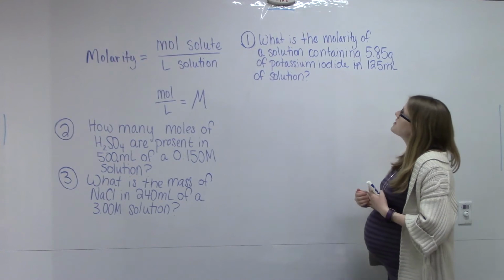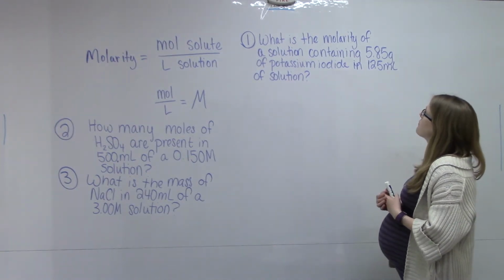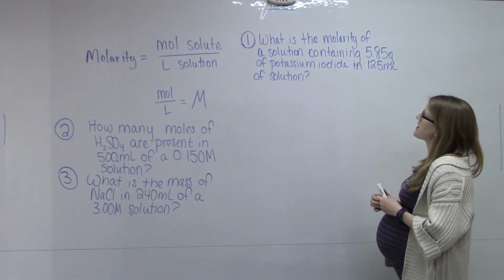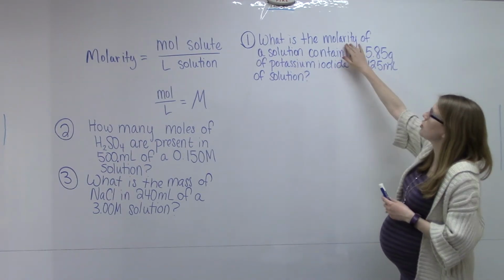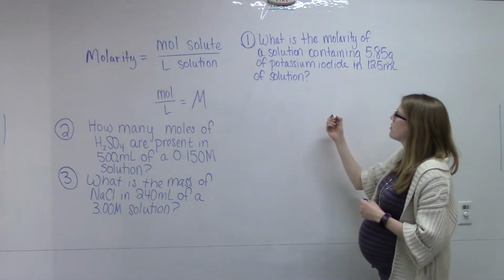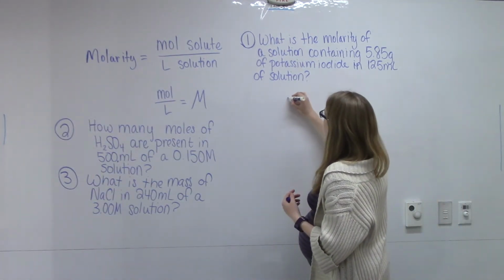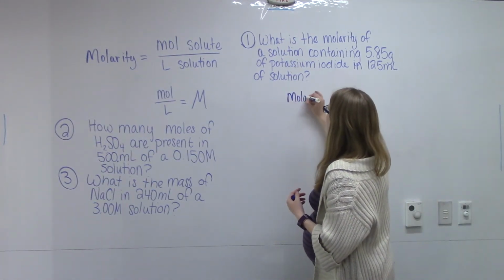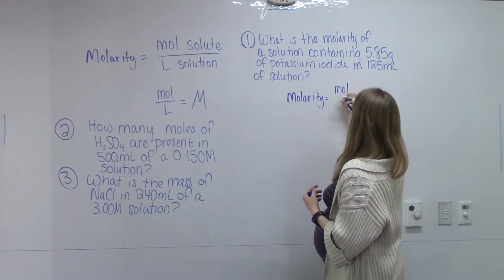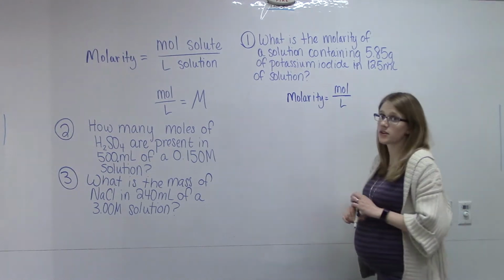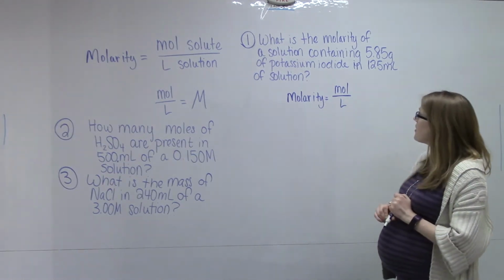First problem is, what is the molarity of a solution containing 5.85 grams of potassium iodide in 125 mL of solution? So we're looking for molarity. The first thing you should do is write the molarity formula. Molarity equals moles per liter. Okay, now let's look at the problem. We need moles per liter.